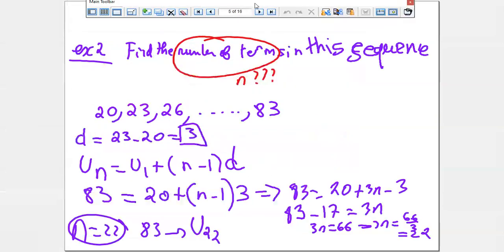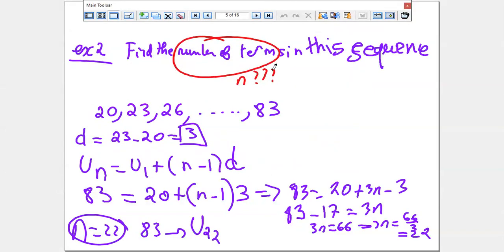Another example, they said here, find the number of terms. It means I need to find n in the sequence. I have the sequence, and I need to know 83 represents u what? Is it u10, u100, u what? So I know that u1 is 20, and they mentioned in this sequence, let me write it, arithmetic sequence, because if they didn't mention that, I cannot say directly it's an arithmetic sequence. Even if I can see it here, perhaps it's 20, 23, 26, then 24. I cannot do it like this. So they should mention that.